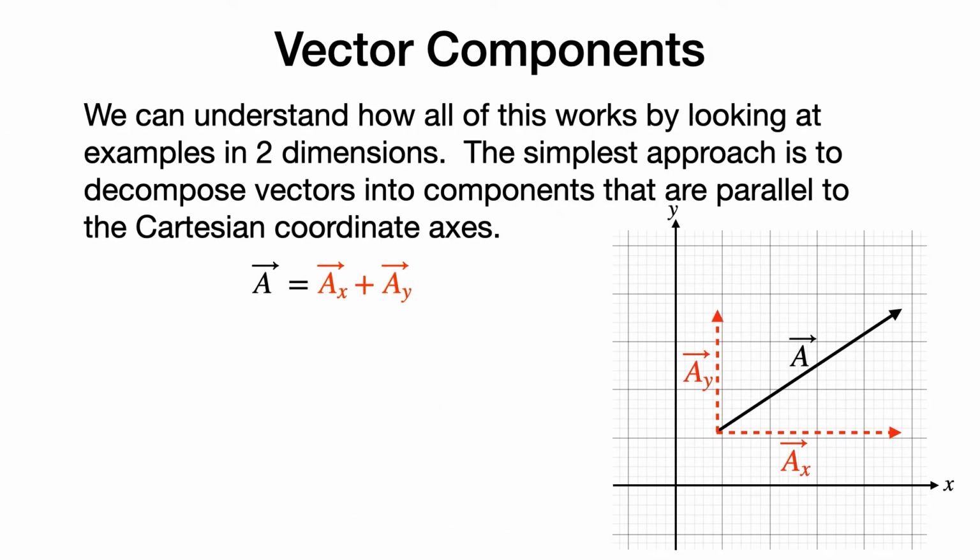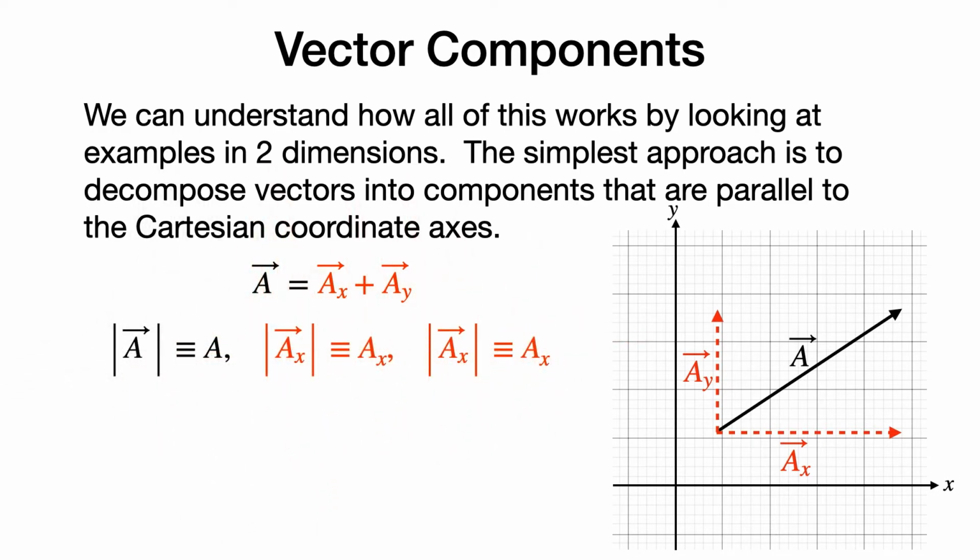We can understand how all of this works by looking at examples in 2 dimensions. The simplest approach is to decompose vectors into components that are parallel to the Cartesian coordinate axes. So in this case, our vector A is decomposed into 2 vectors, one which is parallel to the x-axis, a sub x, and another which is parallel to the y-axis, a sub y.